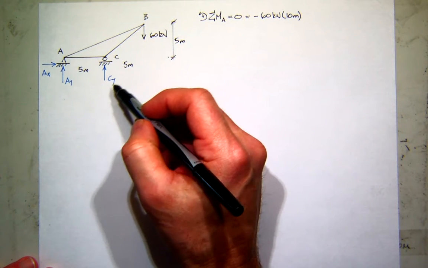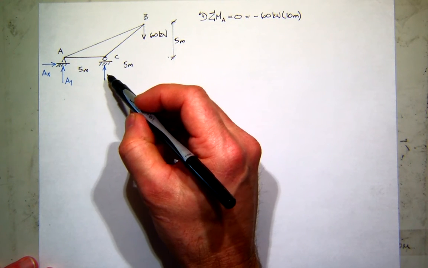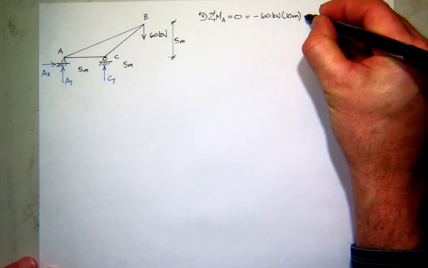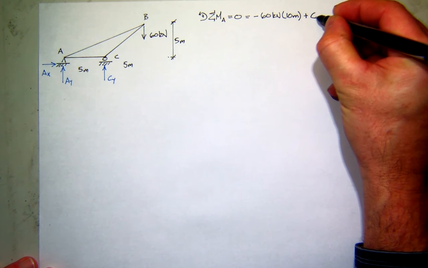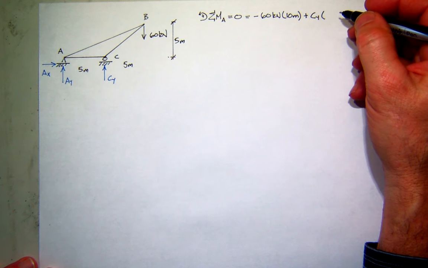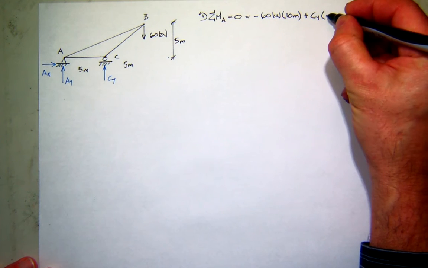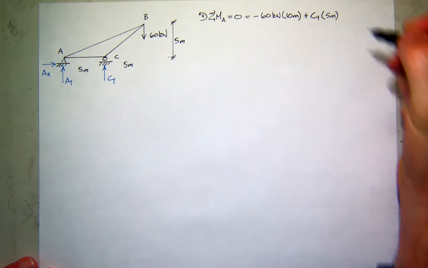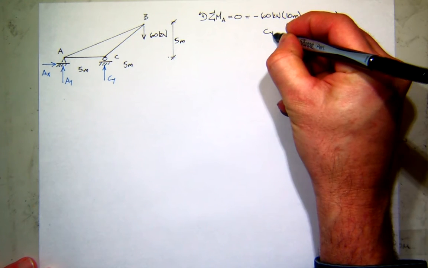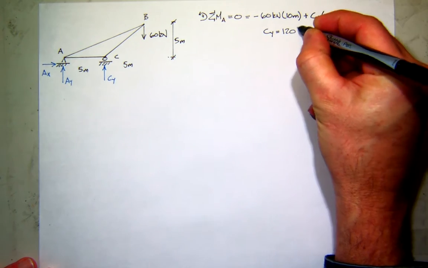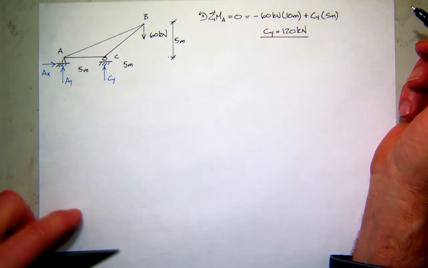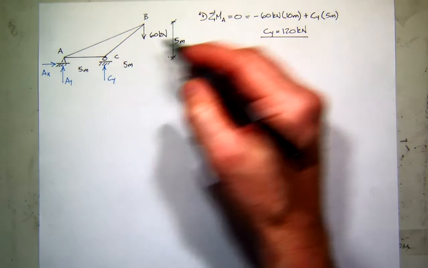The next force we'll consider is CY. What kind of moment does it create about A using this sign convention? Positive, right? So we have a positive moment, and the force is CY, and what's the moment arm? 5 meters. You guys don't want to play along today. So that looks like CY is going to be 120 kilonewtons. It came out positive, so it is up.